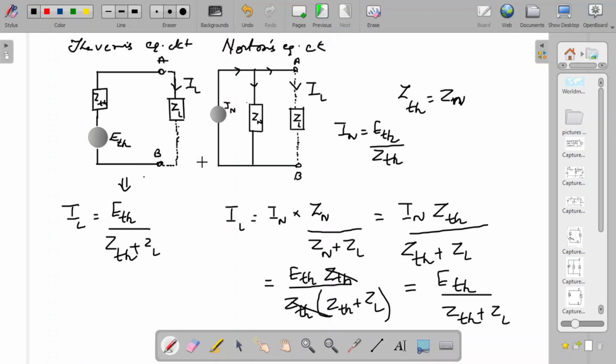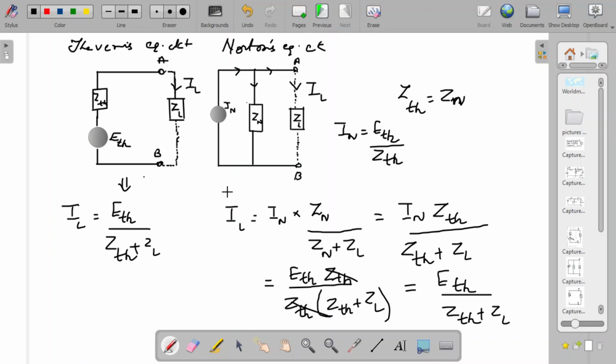But when you normally deal with current sources, for example when you are dealing with transistors and all, we consider them as current sources. So in that case, in a circuit with transistors, we normally simplify such circuits as a Norton equivalent circuit and then simplify it.